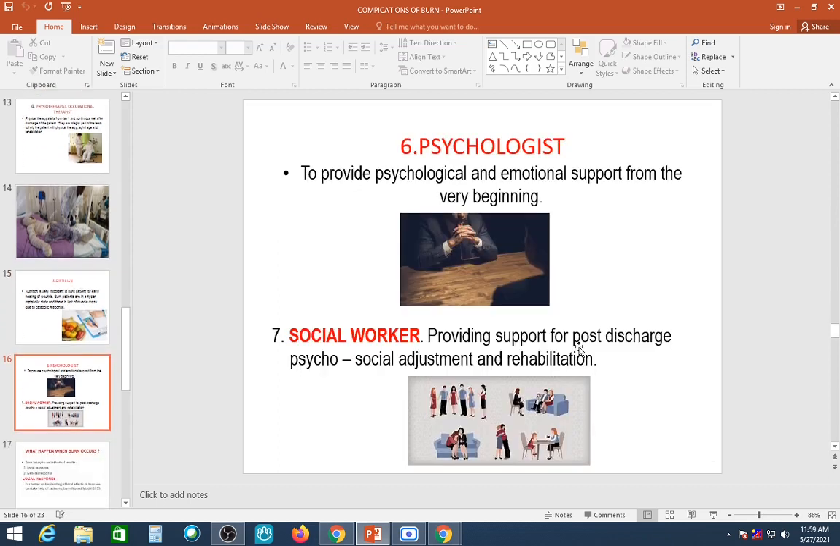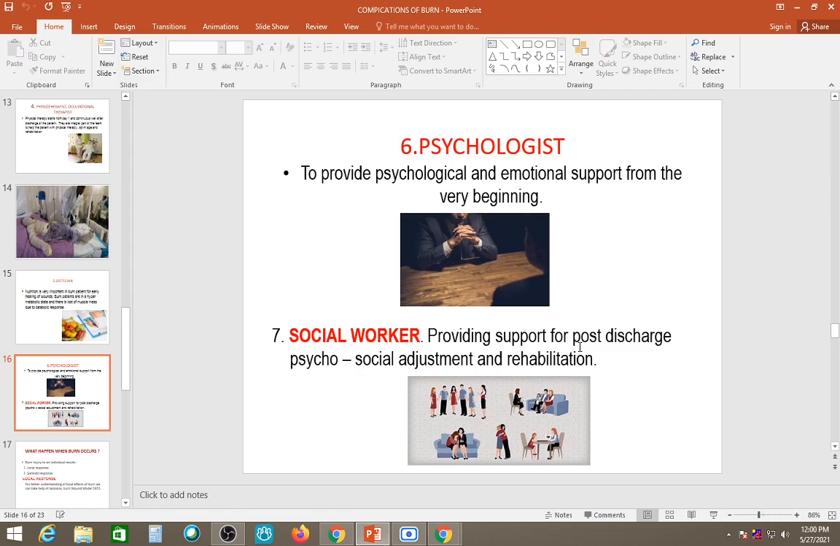Then the psychologist provides psychosocial, psychological and emotional support from the very beginning, because the patients are totally anxious and depressed, maybe they may have fear, based on how they were burned. So psychological support is very important. And post-traumatic syndrome, we don't want to give post-traumatic syndrome to the patients, we want to prevent it, so we have to sympathize with them and empathize with them and give counseling, so that the patient will be relieved from any mental trauma.